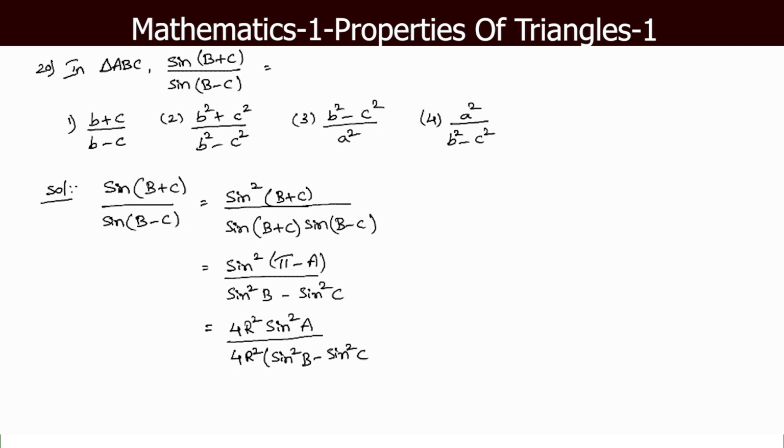So, multiply both numerator and denominator with 4r square. So, 4r square sin square A by 4r square into (sin square B minus sin square C), and 4r square sin square A is small a square. Small a square by small b square minus small c square. So, the correct option is option number 4.